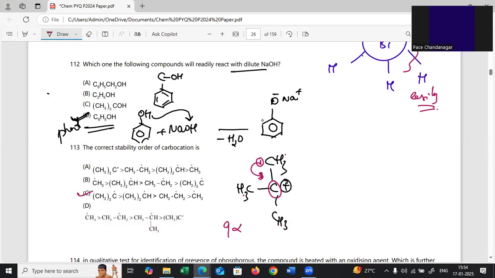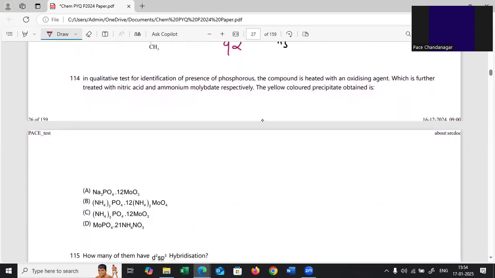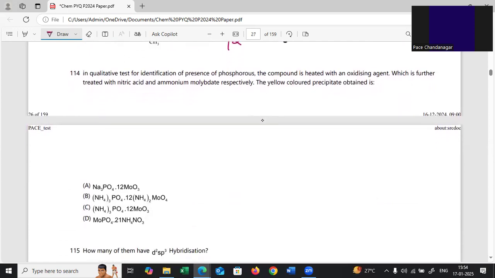A tertiary carbon has got 9 alpha hydrogens, which is correct, and then secondary, then primary. So option C, I can see this. See, CH3, twice CH and then CH3 and then CH3 plus, right? So this is 3 degree, then 2 degree, then 1 degree, and this is then CH3 plus, right? Correct stability of the carbocation always looks for stability. On the adjacent carbon, you should have those hydrogens which are nothing but your alpha hydrogens. The more alpha hydrogens you have, the more stability you will see.